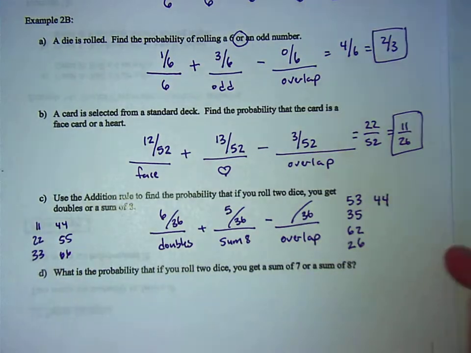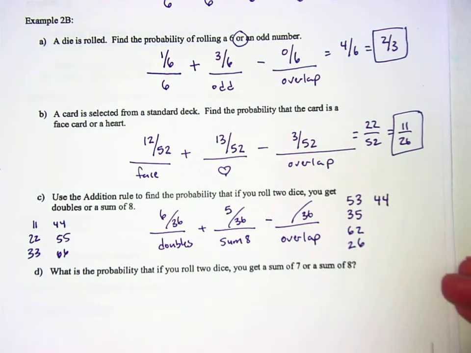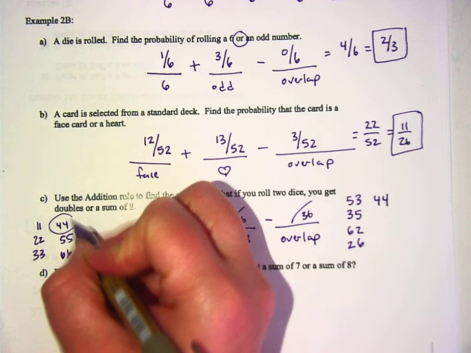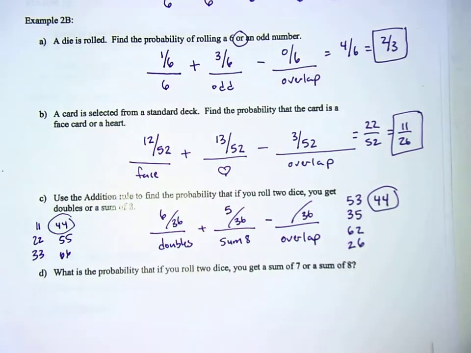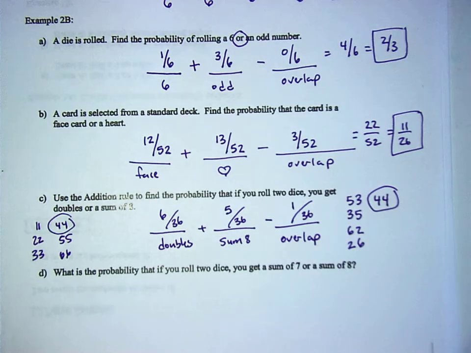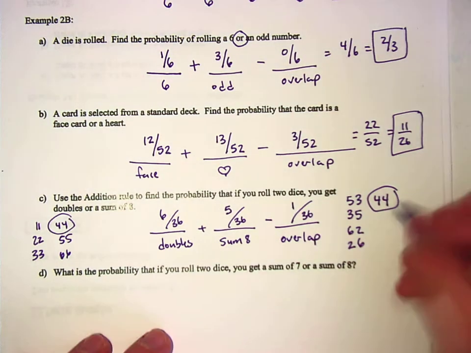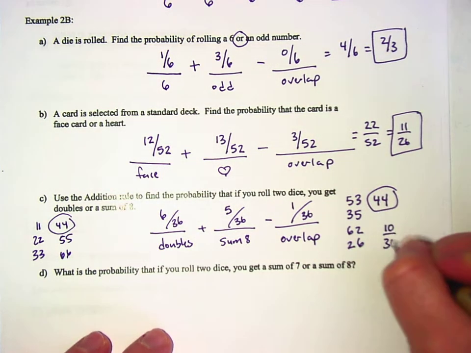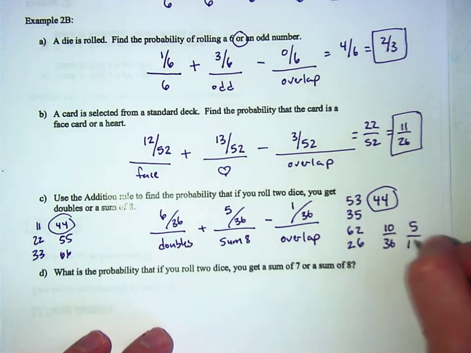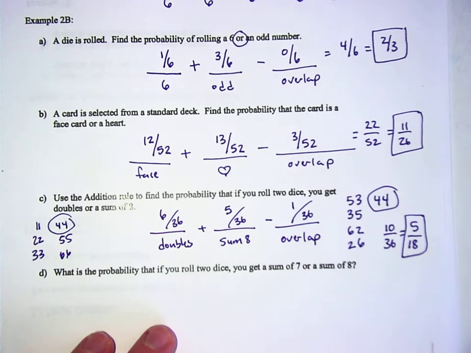And how many of them did I just count twice? 1. Do you see how I've got double 4s over here and double 4s over here? I just counted that one twice, so I'm going to subtract 1. So that's 6 plus 5 is 11, minus 1 is 10. So the answer to this problem is 10 out of 36, which reduces to 5 out of 18. Okay. All right, your turn.